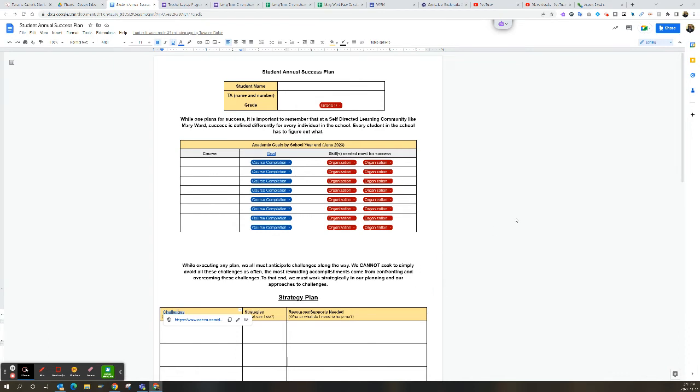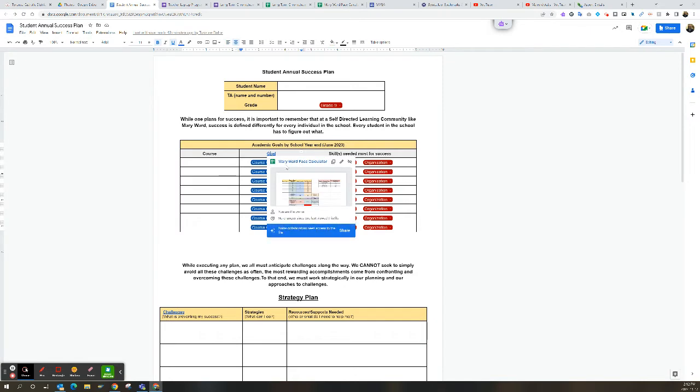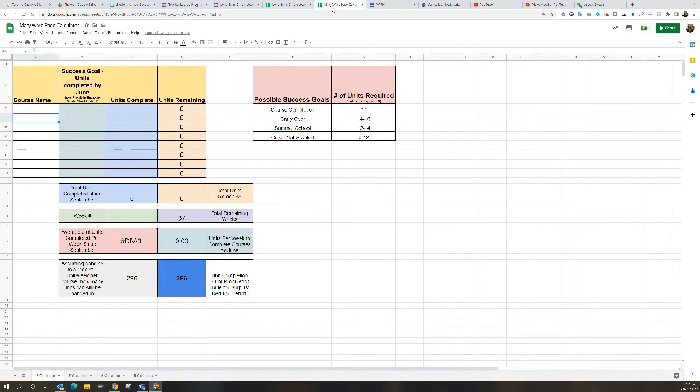But one other part that I did add, and this is coming from the heads, is the idea of helping with the goal planning. You'll notice that there is a hyperlink there as well. If you click on that, it will get you to make a copy. Again, students can make a copy. And it's the Mary Ward PACE calendar. And this comes from me. Thank you, Cindy, for providing it.